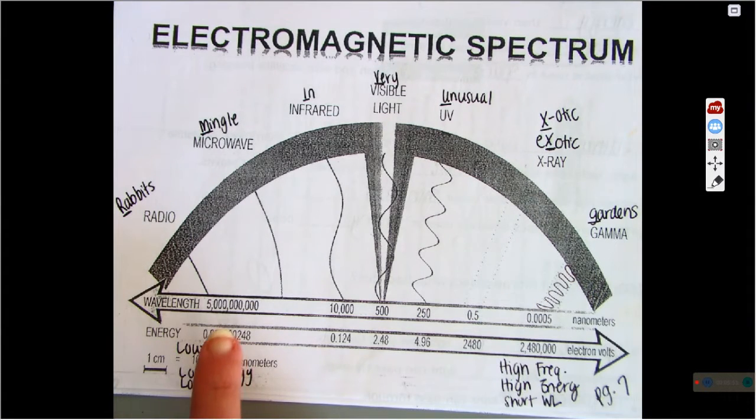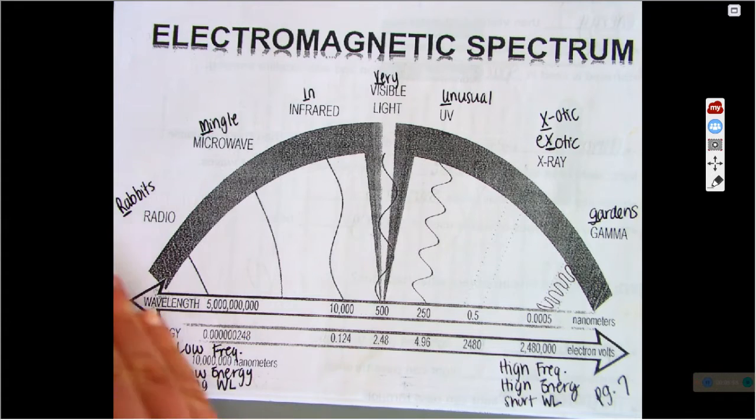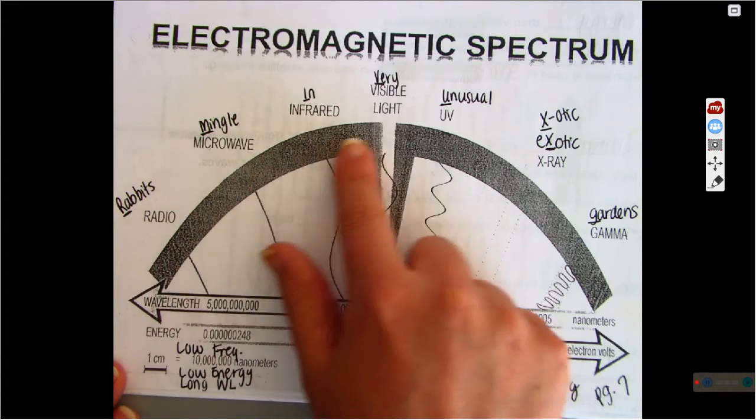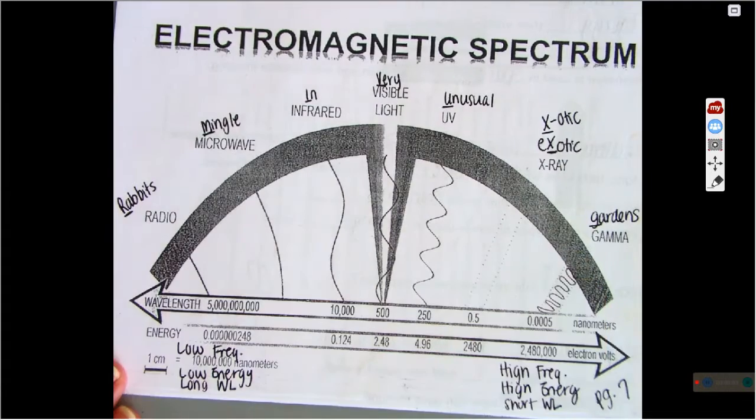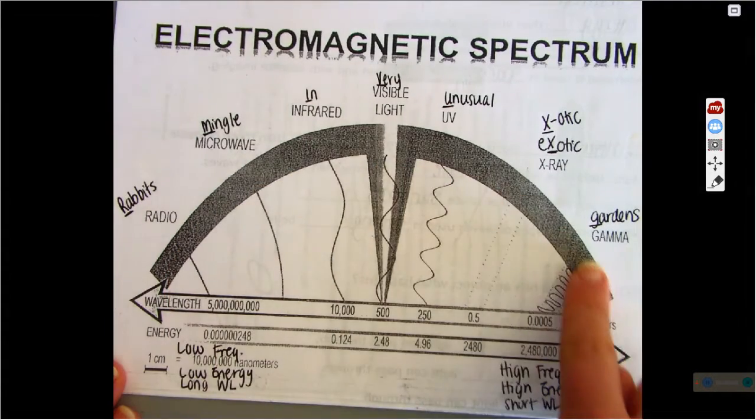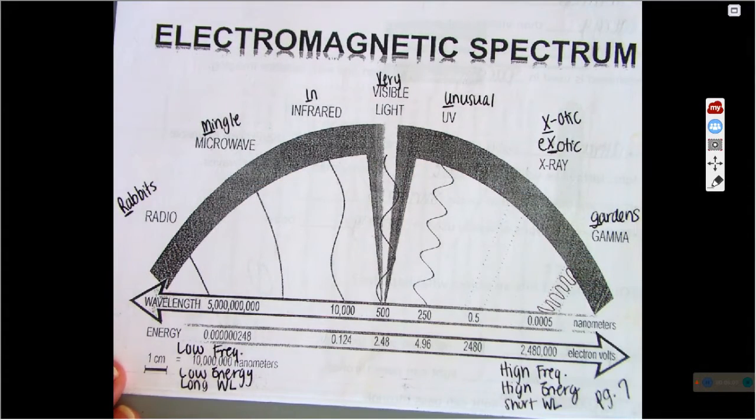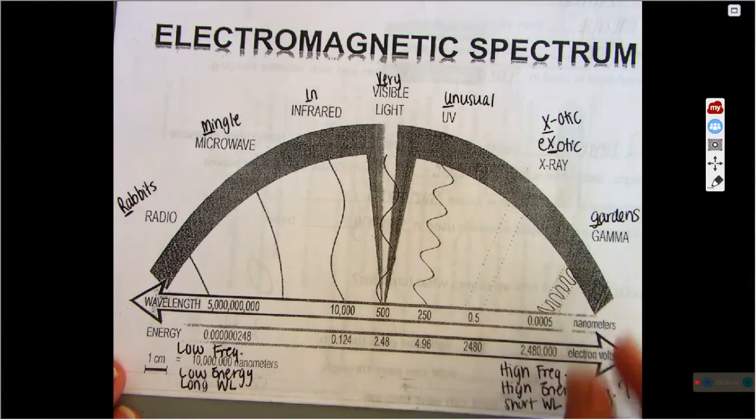So on the left side, we have low frequency, low energy, and long wavelengths. So that's usually pretty easy for me to remember. On the left, we have low, low, and long. Energy is very low. Energy increases as we go across. So frequency increases as we go across. And wavelength is going to get shorter as we go across. So on the right side, we have high frequency, high energy, and a short wavelength.